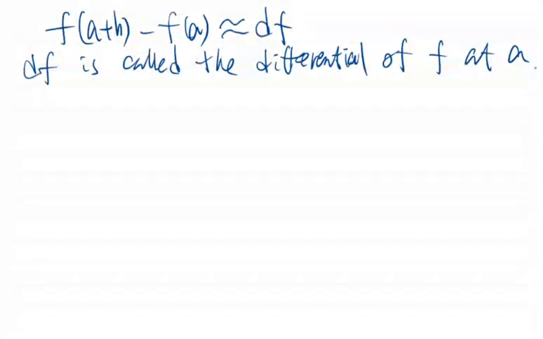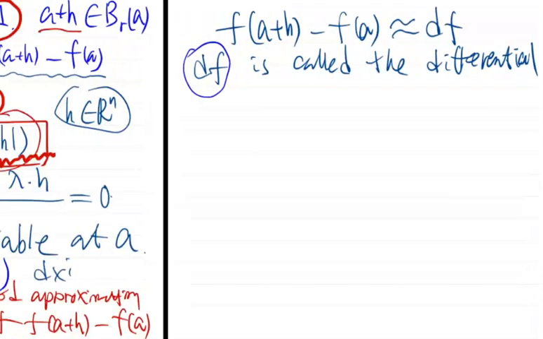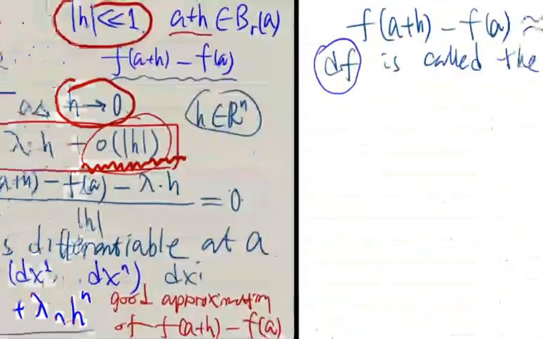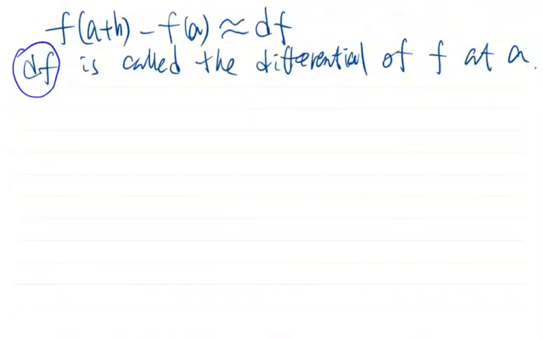Although we simply denote the differential by df, you need to know that df depends on h and also depends on a, because for different a, this lambda will be different. So df actually depends on a and h, but for every given a, it depends on h linearly. I will have a remark.